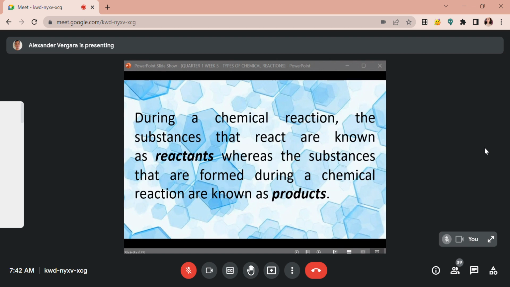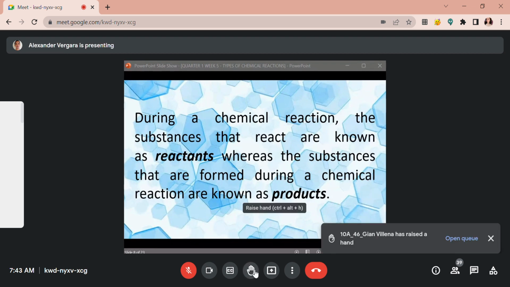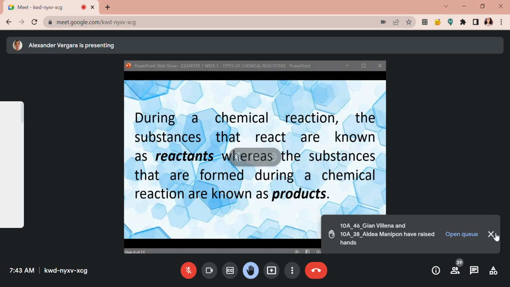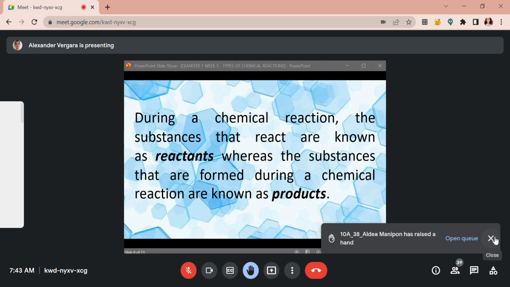And what do you mean by law of conservation of mass? John Adrian, Luis, and Tabitha, please turn on your camera together with Denzel. So what do you mean by law of conservation of mass? It states that matter is neither created nor destroyed in a chemical reaction. Okay, very good. What else aside from that one?